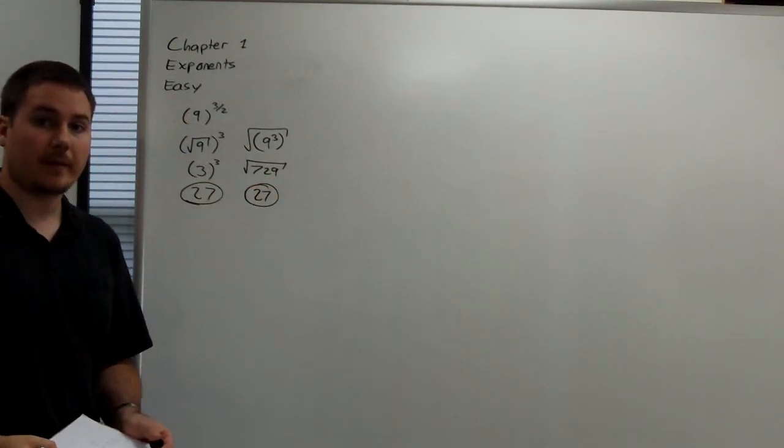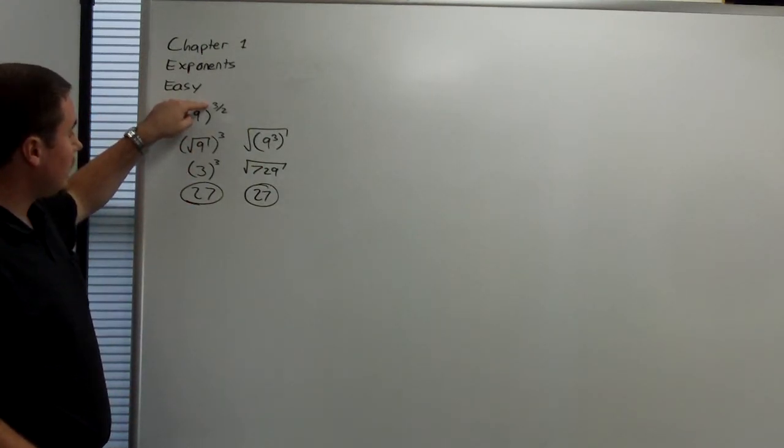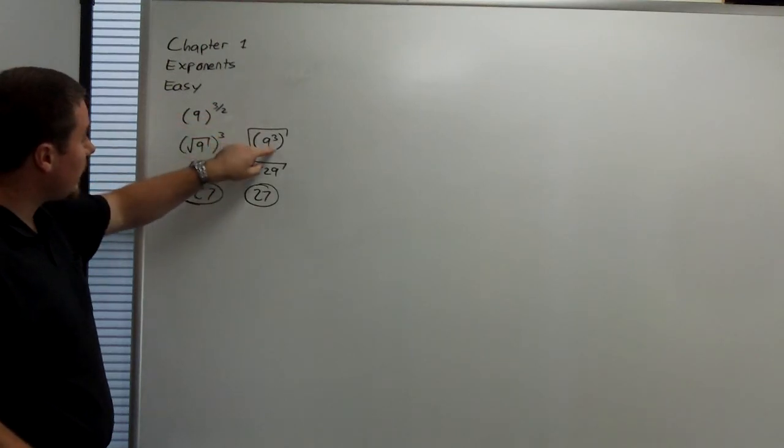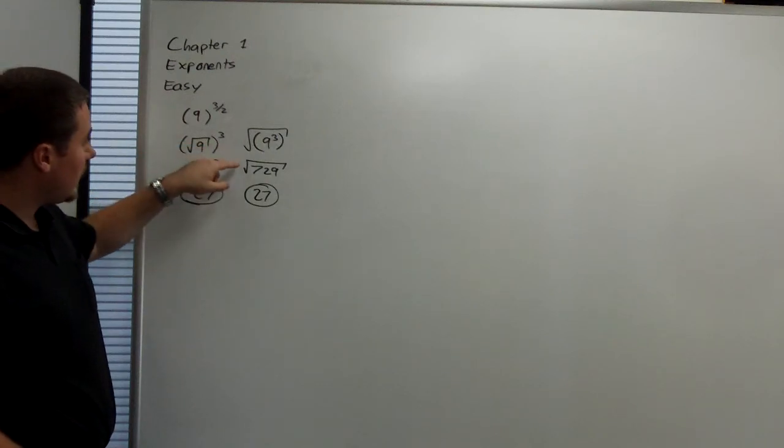Both ways get us to the same answer, but again, just to reiterate, 3 means a cube, which happens here or here, and 2 means a square root, which happens here in the first step, here in the second step.